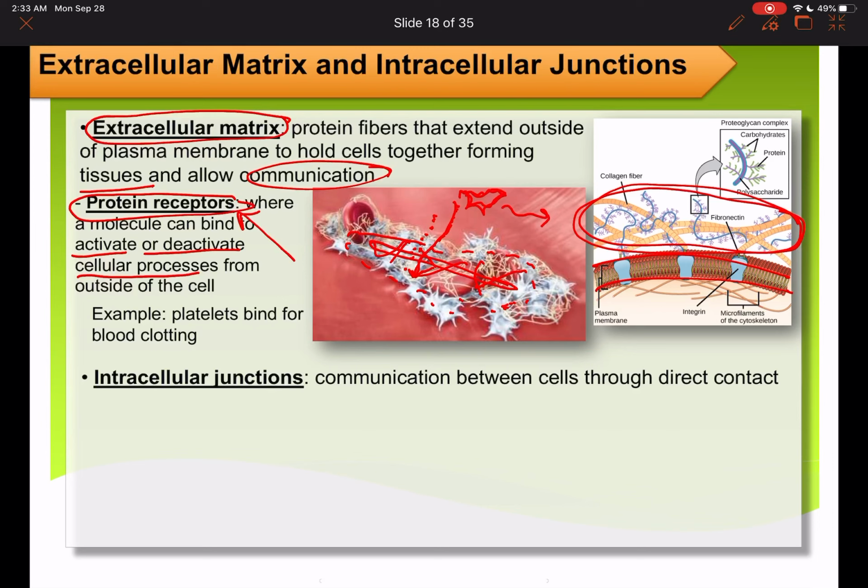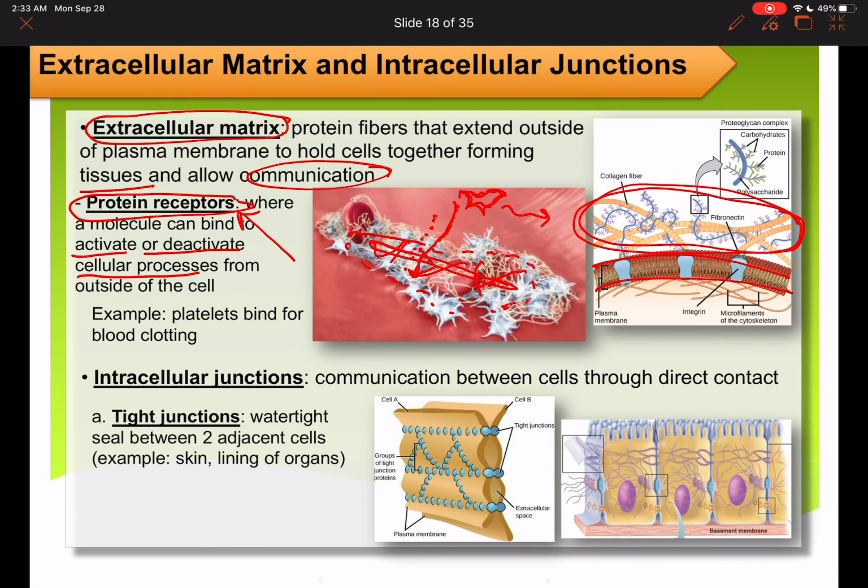Hence, we will discuss 3 types of intercellular junctions that not only bind cells together in our bodies, but also allow for communication between the cells that will serve their purpose for that specific organ. And the first type of intercellular junction is called tight junctions, which are a watertight seal between 2 adjacent cells.